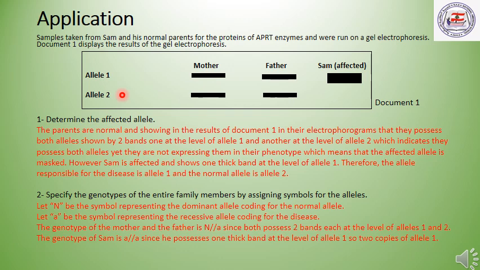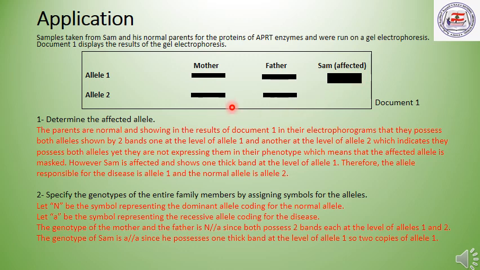You can see that we have 2 levels, level allele 1 and level allele 2. For the mother, the gel electrophoresis shows that she has two bands, one at the level of allele 1 and one at the level of allele 2. Same thing for the father. However, Sam expresses a very thick band at the level of allele 1, which indicates that we have both bands overlapping at the level of allele 1.